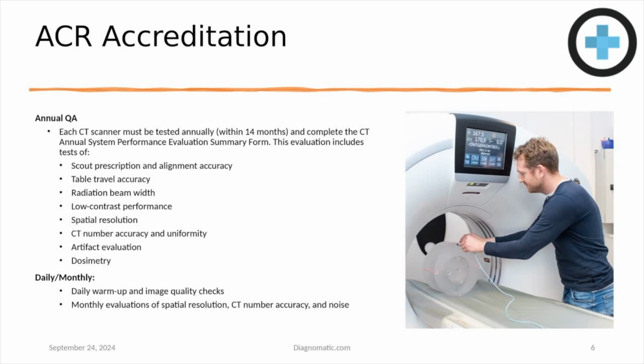So we'll go a little deeper at the ACR accreditation. For annual QA, it has to be tested annually. It has to perform all these certain tests: prescription alignment accuracy, table travel accuracy, radiation beam width, low contrast performance, spatial resolution, CT number, uniformity, artifact, symmetry. And there's a number of tests that are required daily and monthly as well.